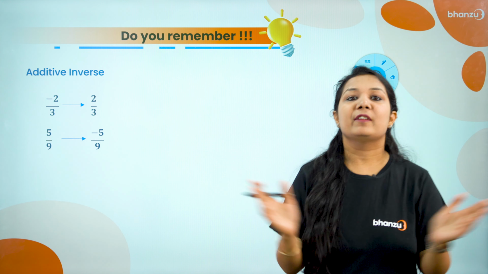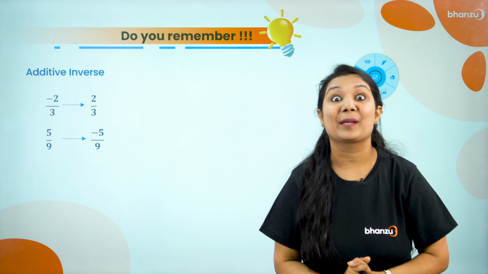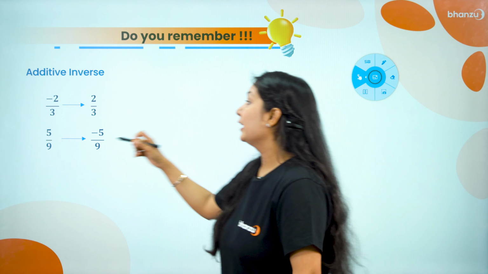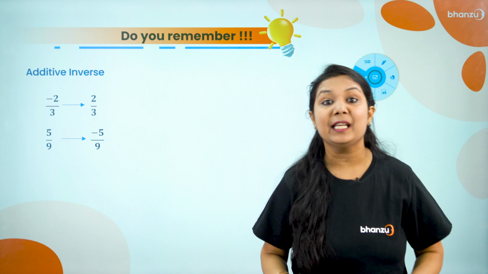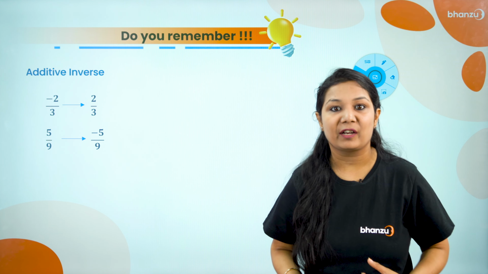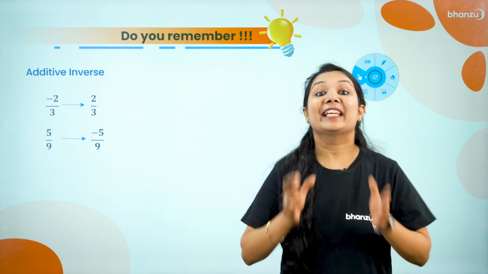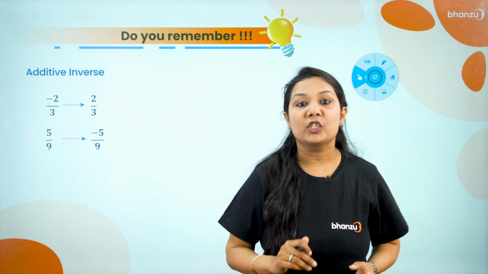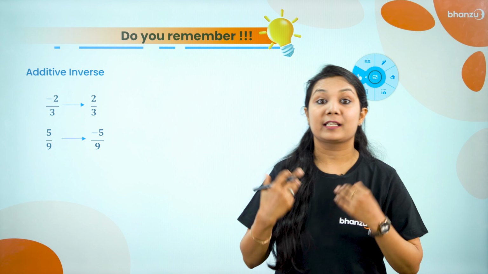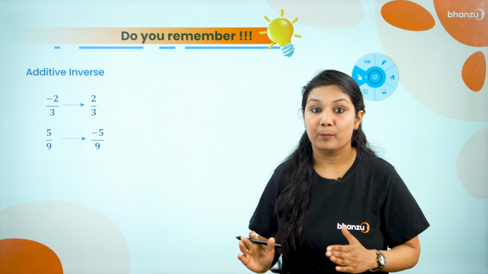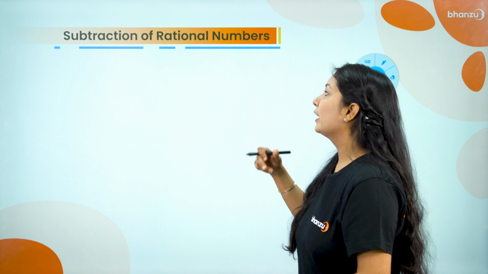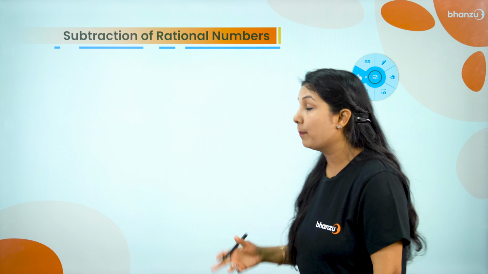But before that, we are going to recall an interesting concept of additive inverse. Remember, what is additive inverse? The additive inverse of minus 2 by 3 would be plus 2 by 3. Yes, 5 by 9 would be minus 5 by 9. So what is additive inverse? Keeping the rational number the same, just changing its sign from plus to minus or minus to plus according to what is given in the rational number. But why are we recalling this concept? To know a different way of subtraction of rational numbers.